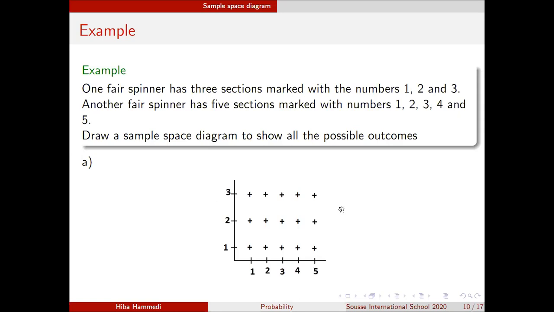So all of these are possible outcomes. So having 1, 1 is a possible outcome. 1, 2 is a possible outcome. 1, 3 is a possible outcome. Right, so this is how you need to read it.